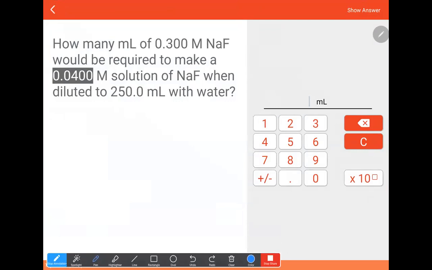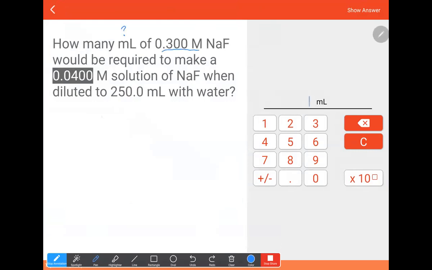All right, let's take a look at a dilution problem. So let's define this problem, right? That's one of the keys to these type of problems. And so here we have a molarity, and we're being asked how many milliliters.